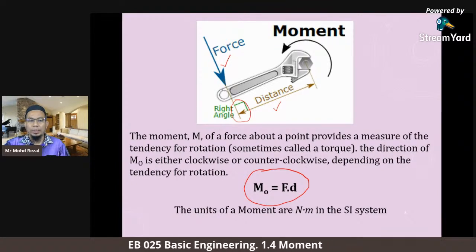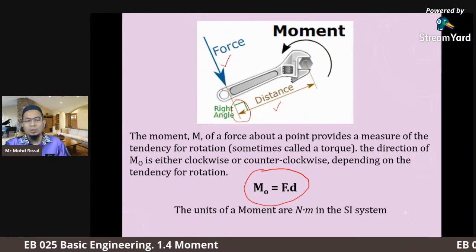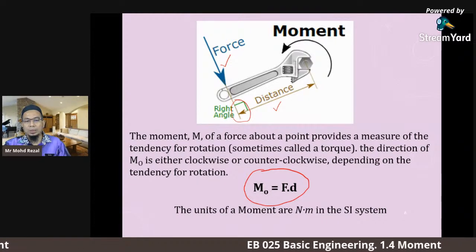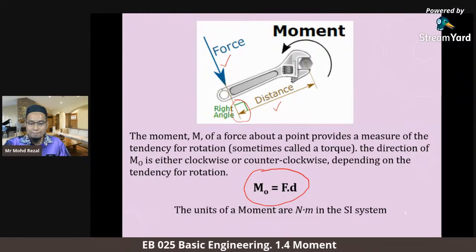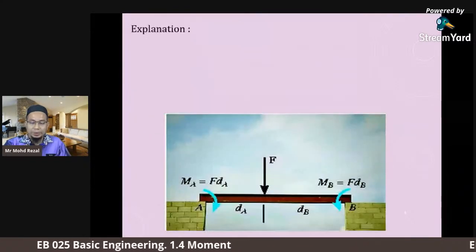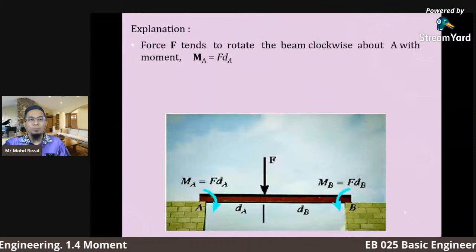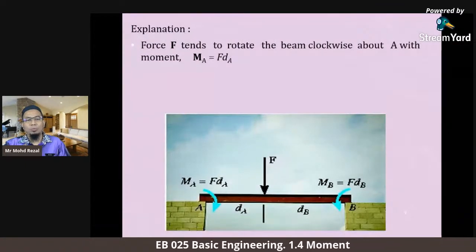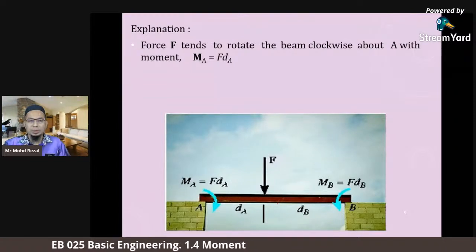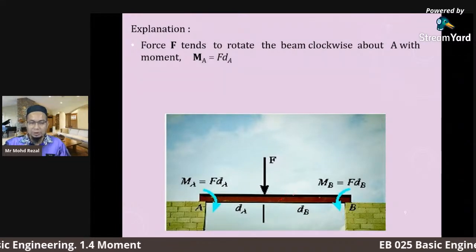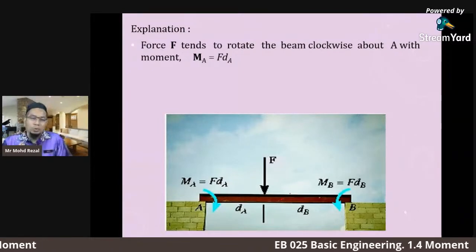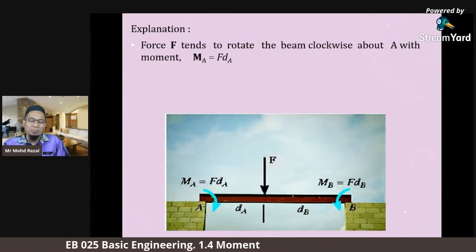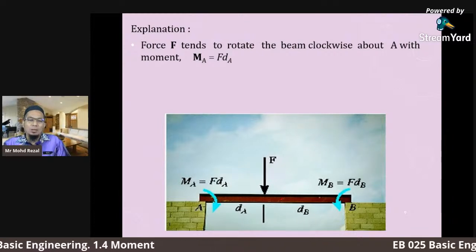The unit of moment is Newton meter, same as torque, also Newton meter in SI unit. Okay, explanation. Force F tends to rotate the beam clockwise about A with moment MA. It's a beam. If we learn civil engineering and mechanical engineering, we always find beams: bridge beam, roof beam, and ground beam.